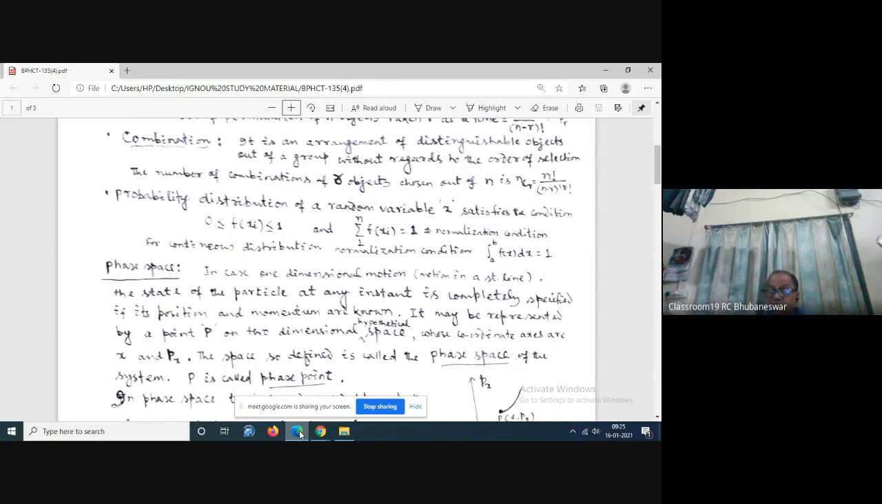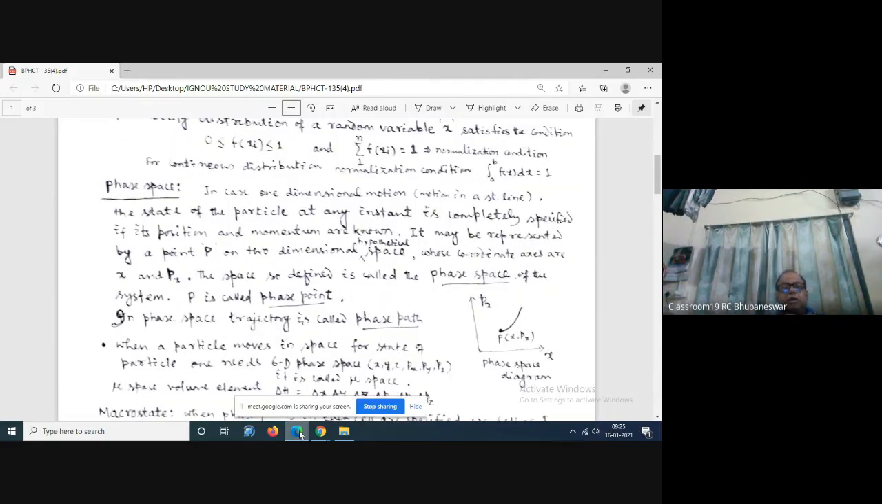Now see, it's very important to know phase space. In case of one dimensional motion, meaning a particle moving along a straight line, along any axis, only one coordinate will change. Suppose the particle is moving along the x axis, its y coordinate and z coordinate are 0, only the x coordinate will change. That is called one dimensional motion, or you can say motion in a straight line.